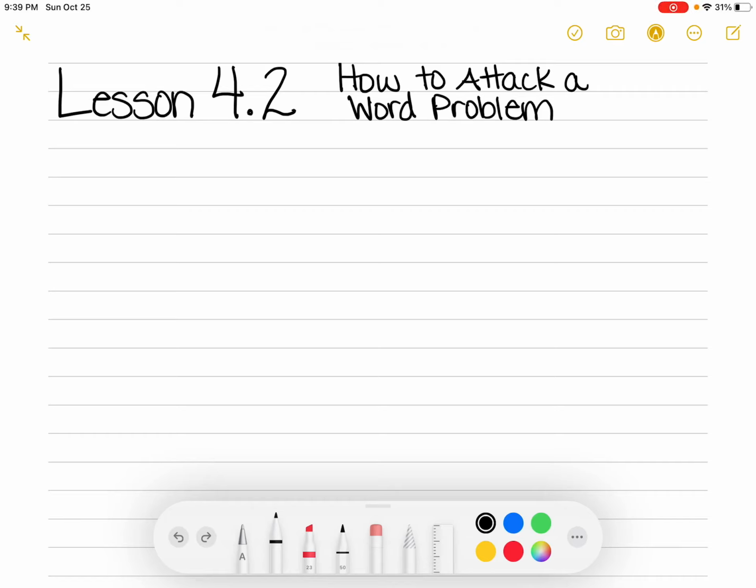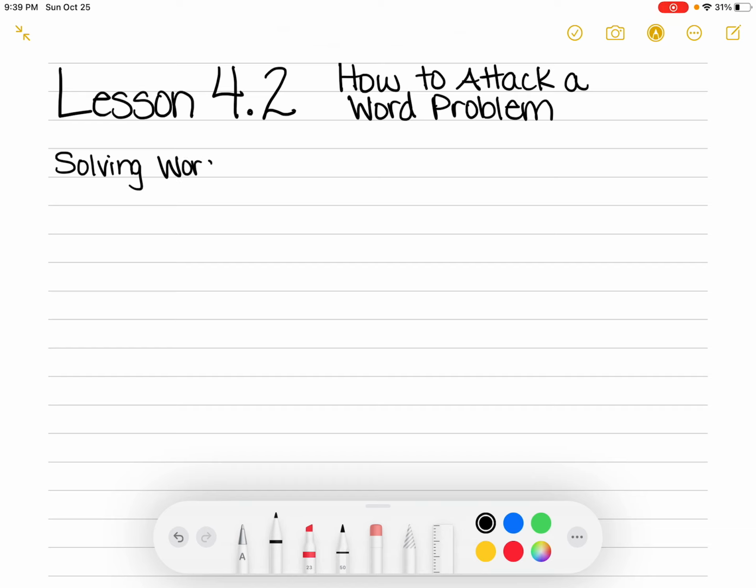Hello students, today we are doing lesson 4.2. This is how to attack a word problem. This won't be a very long lesson, and most of this you kind of already know. So let's start out by just going over some steps for solving word problems.